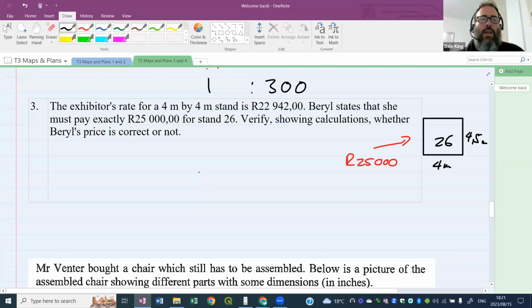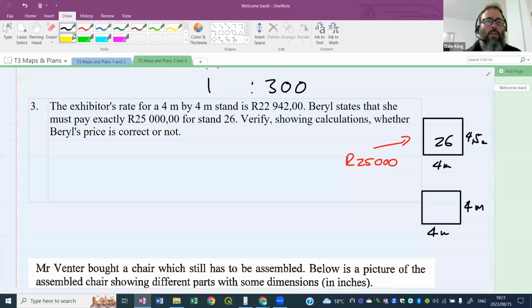So for a 4 by 4 meter stand, I'll draw it underneath here. A smaller one. This costs 22,942. Should the top one cost 25,000? How can we compare these two things? We've got to compare apples with apples here. So how can we compare these two things? Obviously, when the people make this price, it's for the area of that stand, eh? Surely. Yeah. So that 22,942 is for the area of that stand.